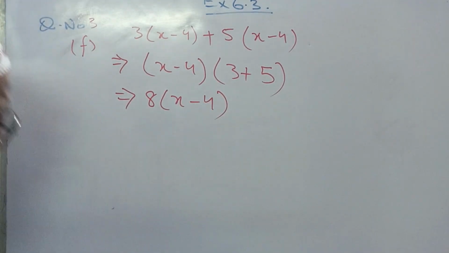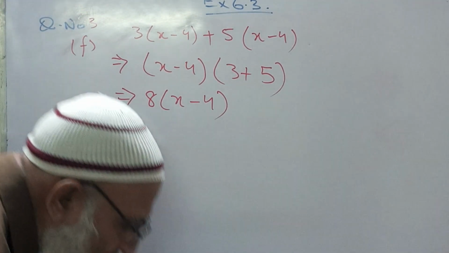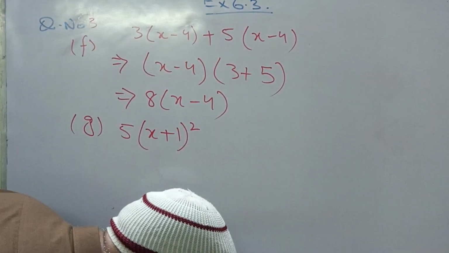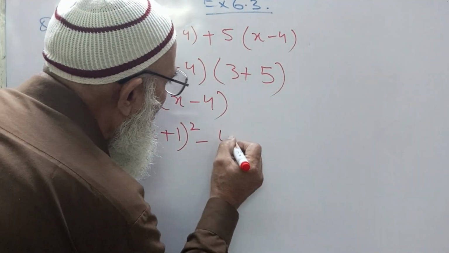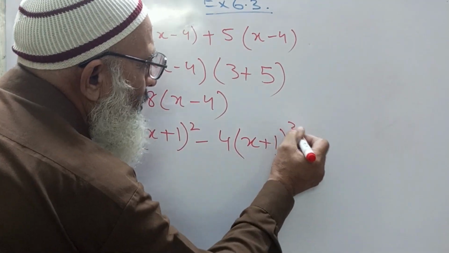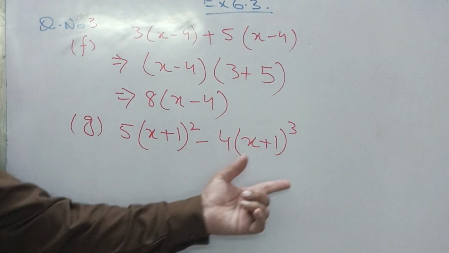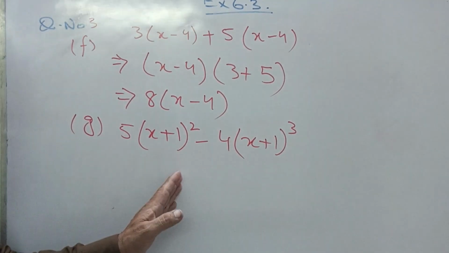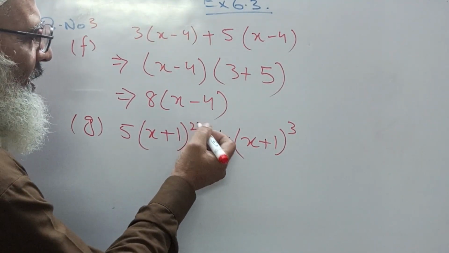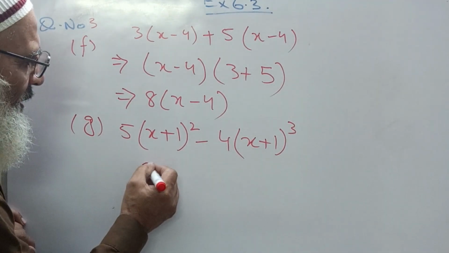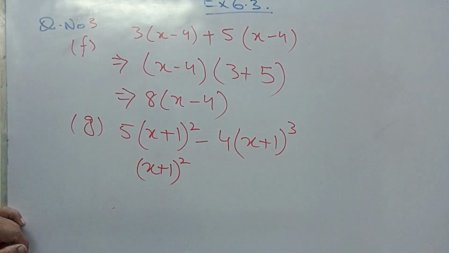Similarly, I am going to take part G. 5(x square plus 1)(x plus 1) the whole square minus 4(x square plus 1)(x plus 1) the whole cube. Now similarly you see that the brackets inside are both equal, are common. The only difference is that one is raised to power 2, the other raised to power 3. So we take the power 2 because it is common.